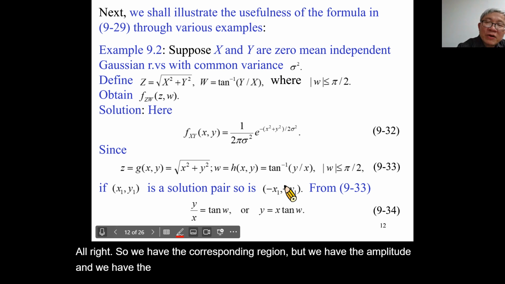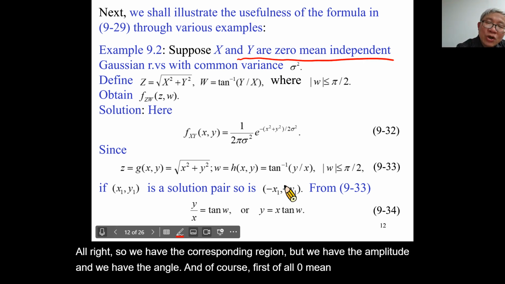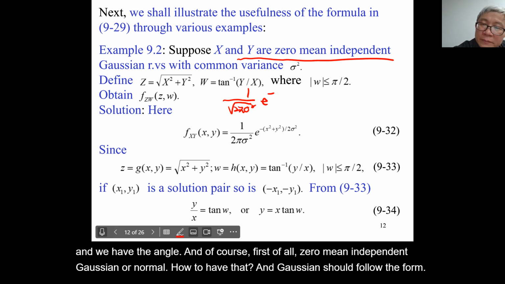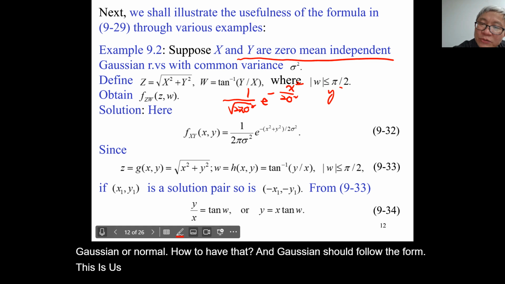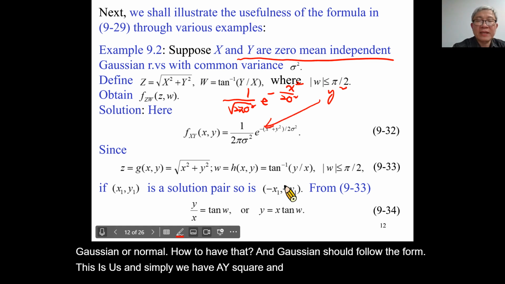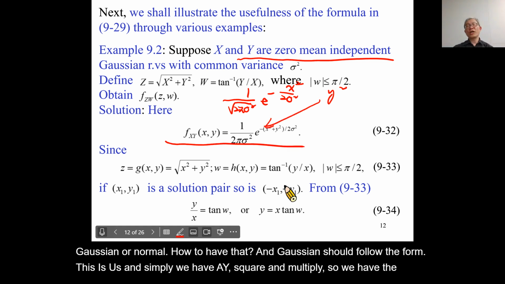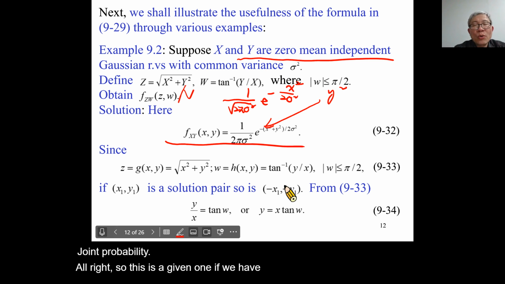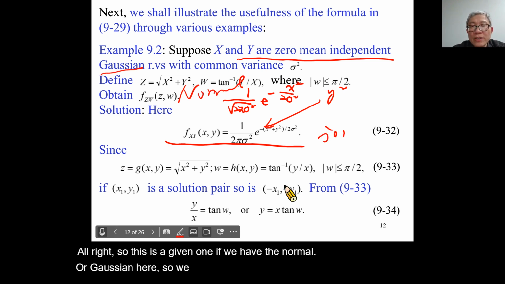And of course, first of all, for zero mean independent Gaussian or normal, how do we have that? Gaussian should follow the form. This is x, and similarly we have a y square, and multiplying, we have the independent joint probability. So this is a given one. If we have the normal or Gaussian here, we have the joint PDF.